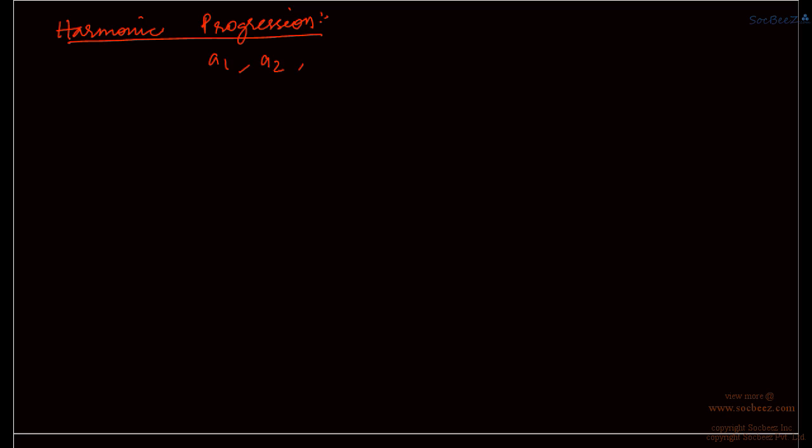So suppose A1, A2, A3 all are in AP. Suppose I write 1 by A1, 1 by A2, 1 by A3. These are in harmonic progression. So we actually define it the other way. We say A1, A2, A3 are in HP if 1 by A1, 1 by A2 and 1 by A3, all these terms are in AP, right? So this is just for explanation. It's usually written the other way.